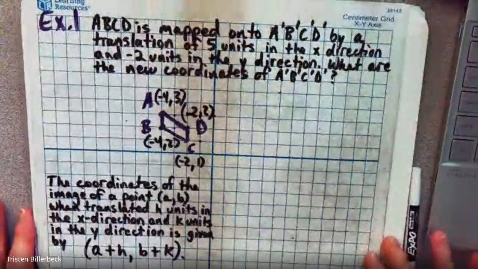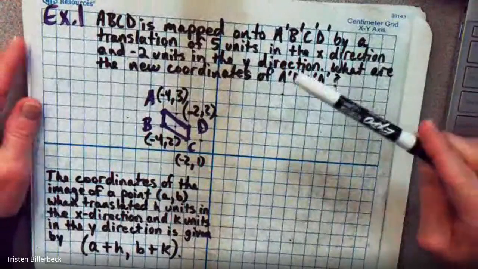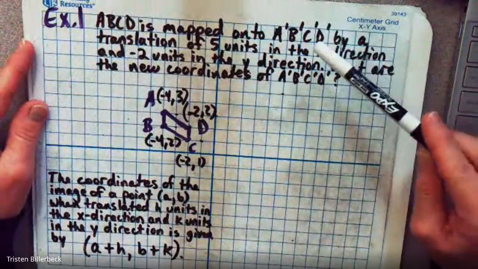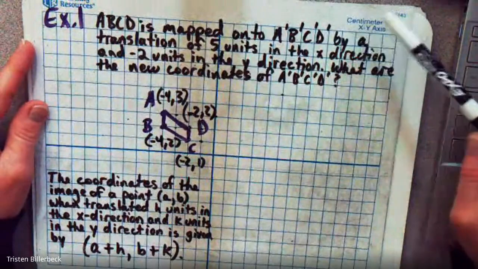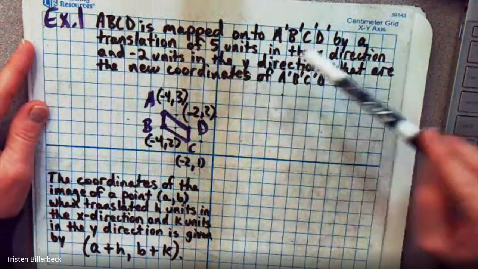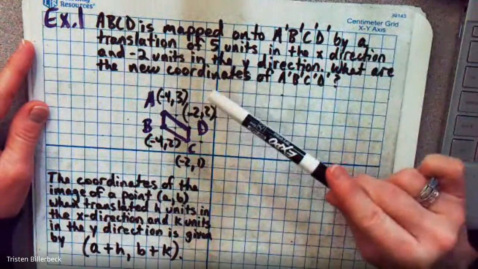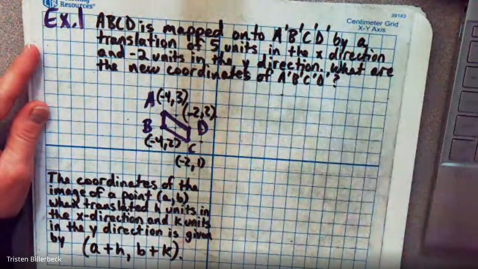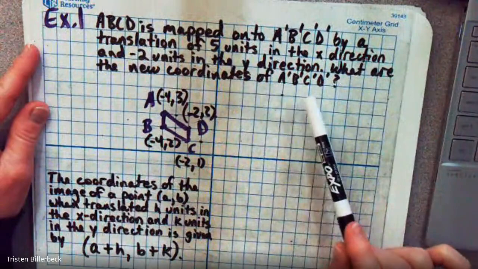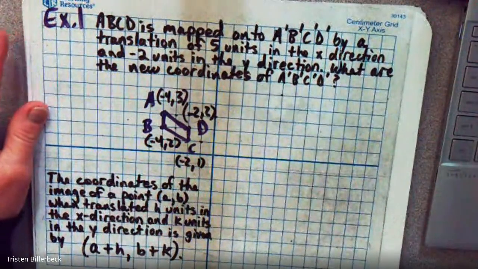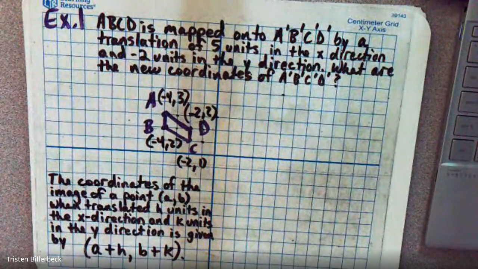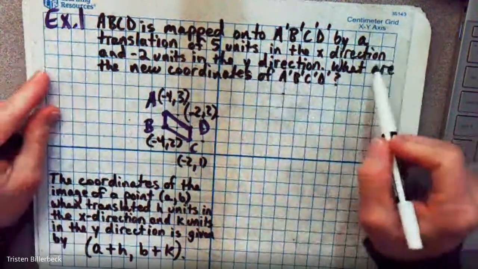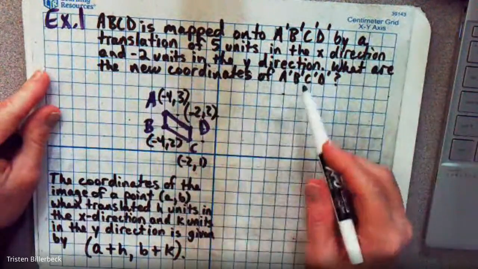All right, so let's do an example. If I have quadrilateral ABCD mapped onto A prime, B prime, C prime, D prime by a translation of 5 units in the X direction and 2 units in the Y direction, what are the new coordinates of A prime, B prime, C prime, and D prime? So let's take a look at that. We're going to move 5 units in the X direction and -2 units in the Y direction.